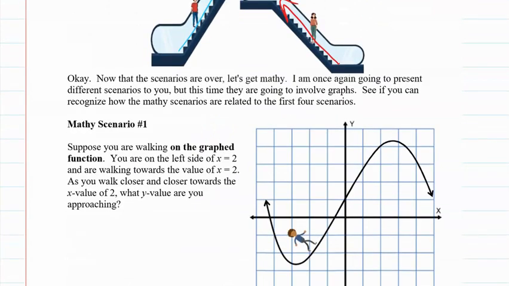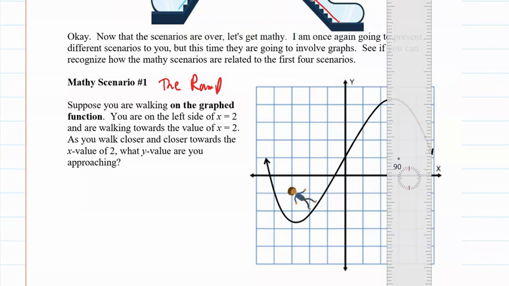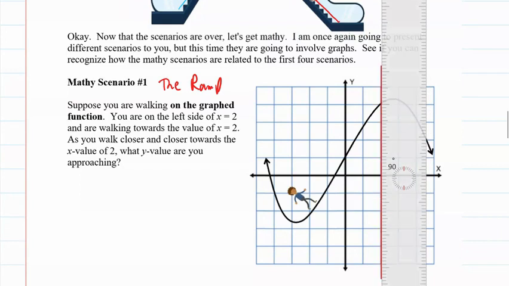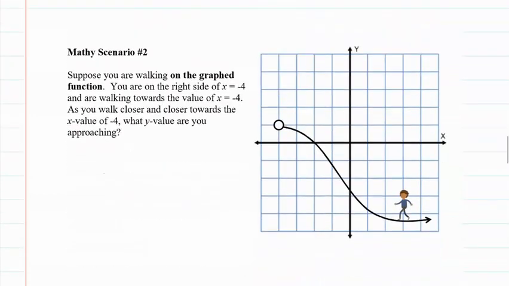Okay, so now let's look at these scenarios in terms of math. Scenario number one, the ramp. Let's imagine you're walking on the graph, and you're on the left side of 2. As you're walking closer and closer to 2 on the x value, what's the y value you're approaching? That y value is going to be 4. So coming from the left, you're going to head towards 4.